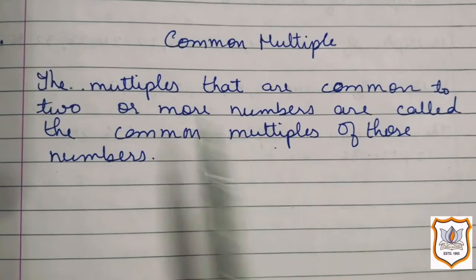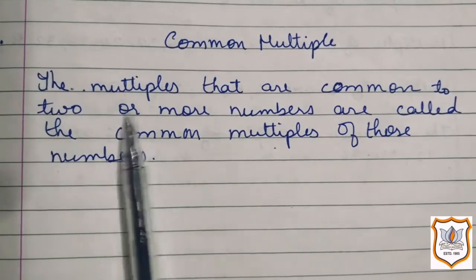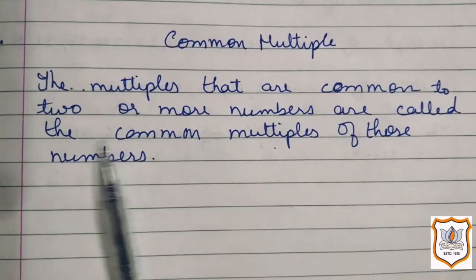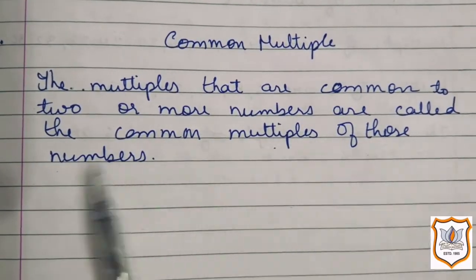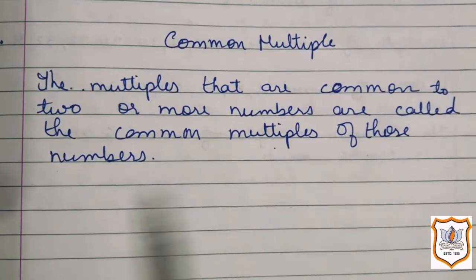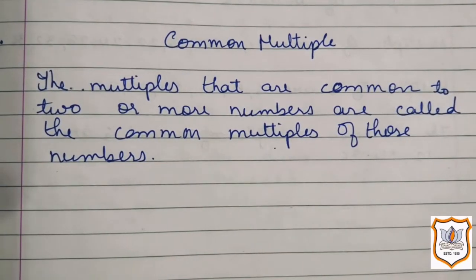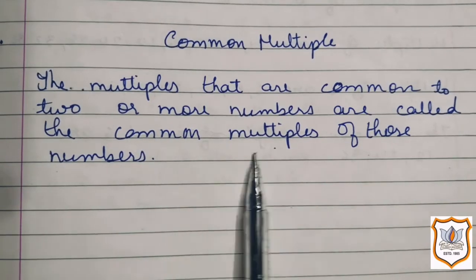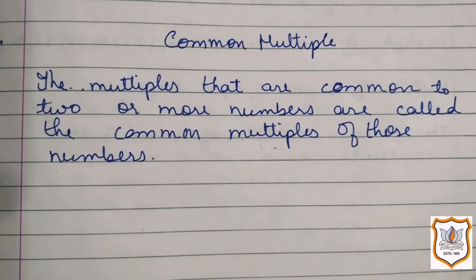Now our next topic is common multiple. The multiples that are common to two or more numbers are called the common multiples of those numbers. If we are taking multiples of two or more numbers and we find some common multiples, then we can say that those are common multiples of those numbers. I will explain this with an example.